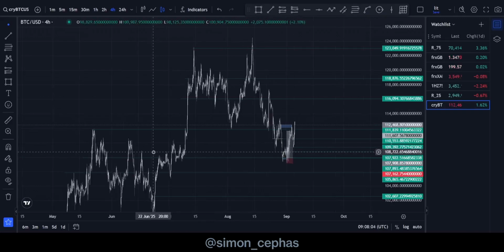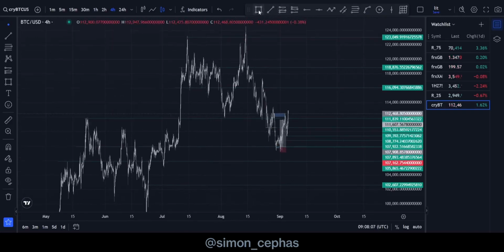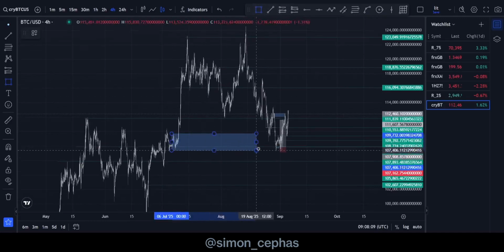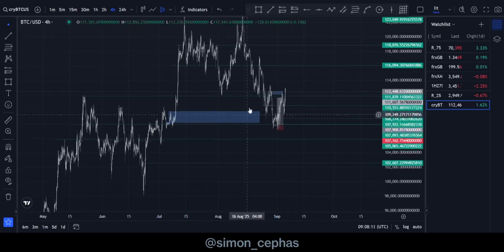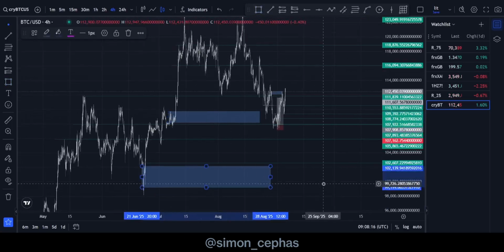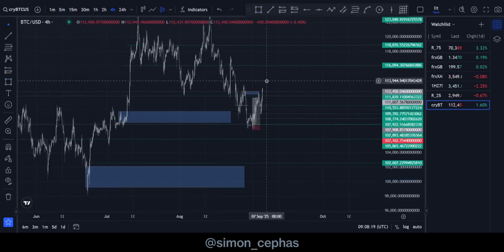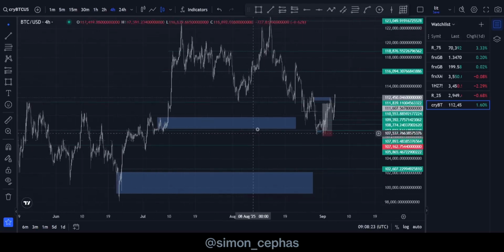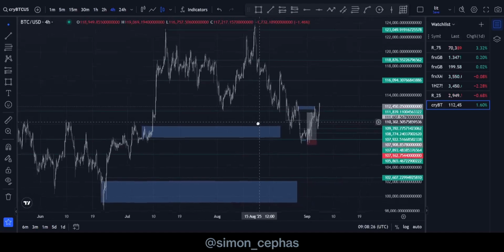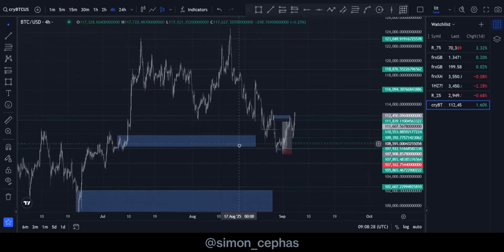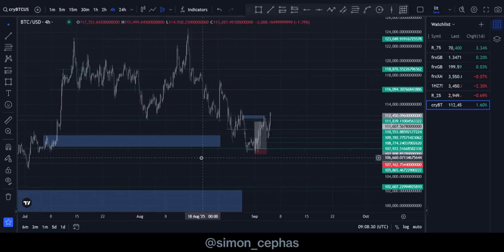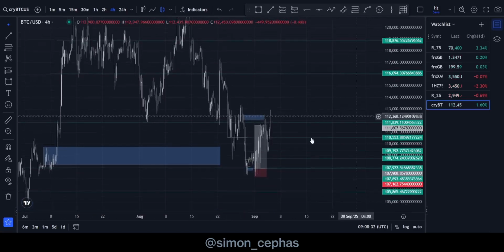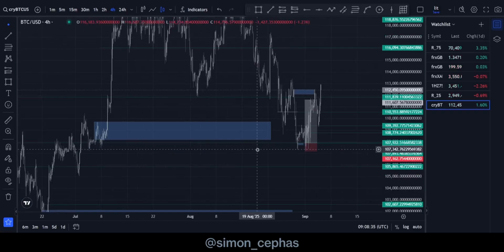So where is our support level? We have this here. We have another one here. All of them are valid. You can't say this one is invalid. All of them are valid support levels, because price will definitely react from them. This is the higher time frame. Price will definitely react from them. So when price came to that level, I was expecting a bullish move from it.